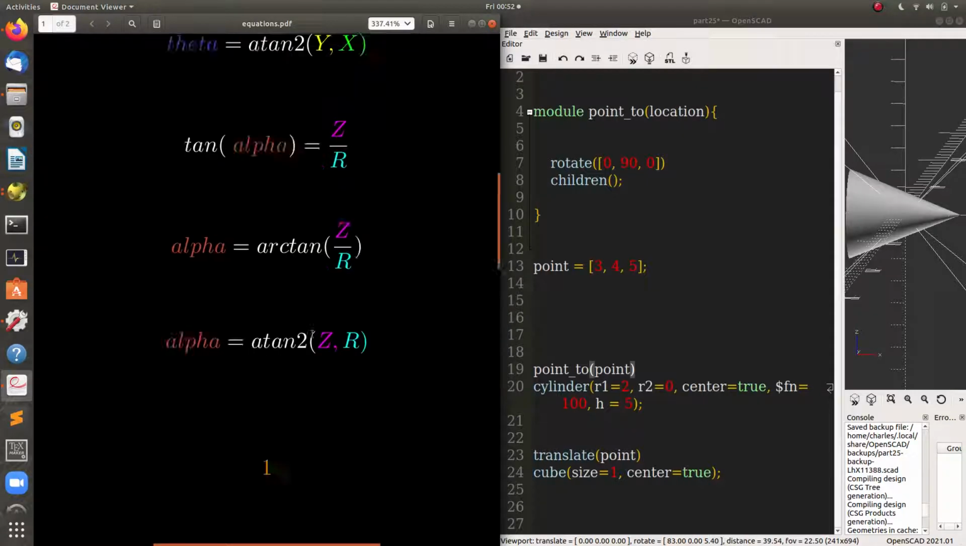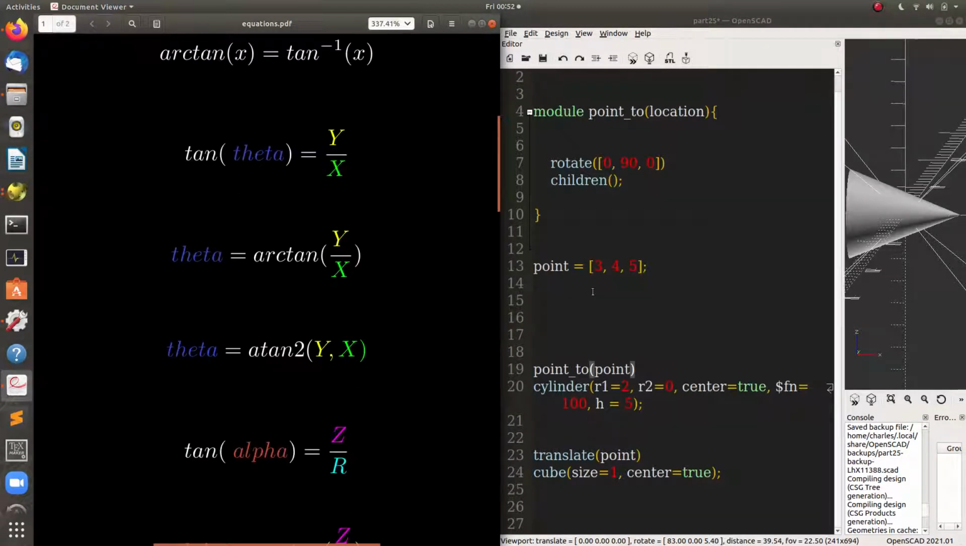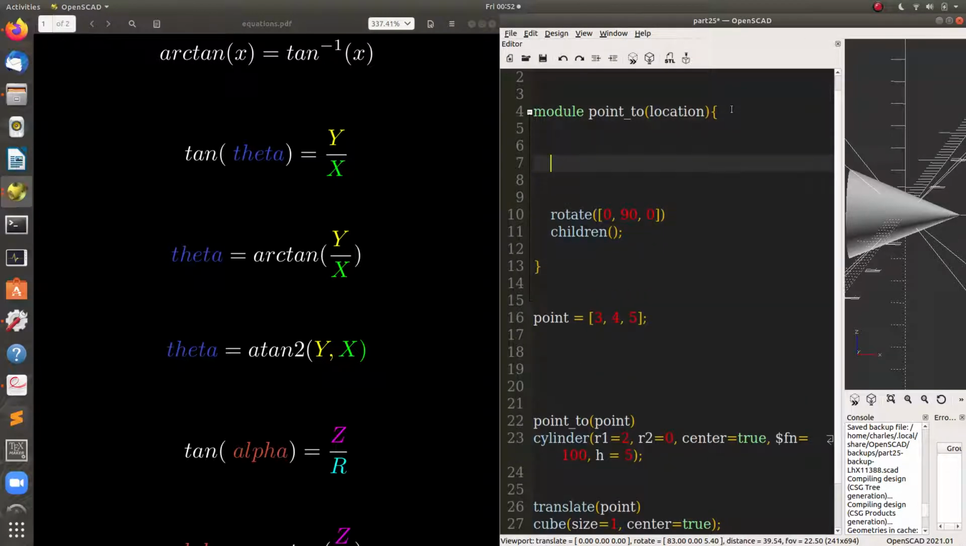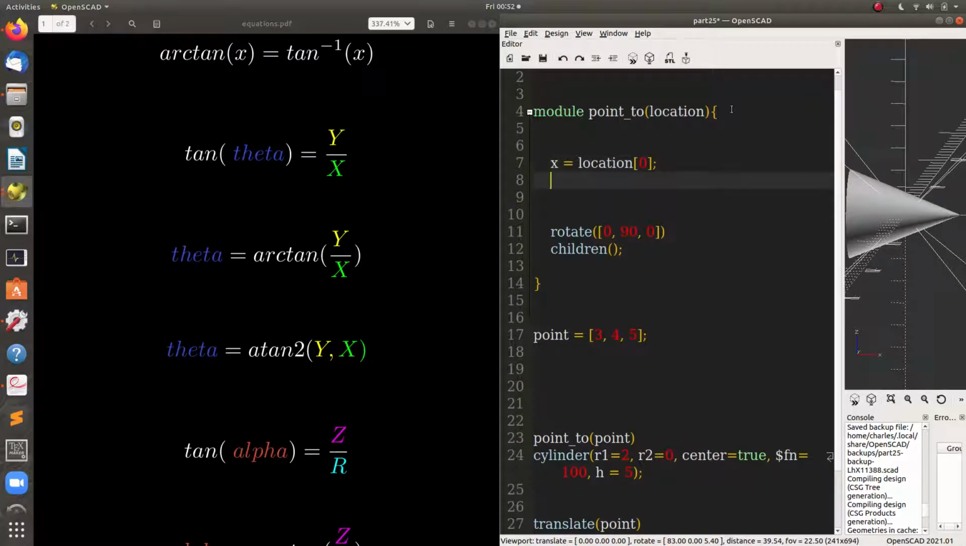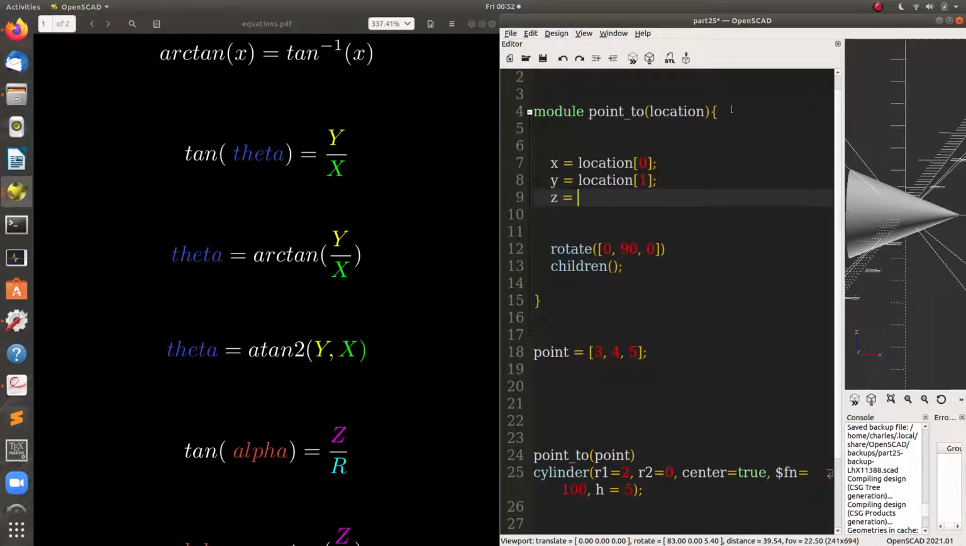Okay, so let's start out by calculating. Well, first let's define the coordinates. Let's say x is equal to location 0, just writing out all the coordinates. Y is equal to location 1, and z is equal to location 2. Okay, no problems, cool.